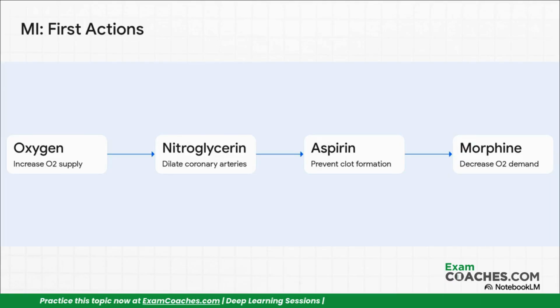Now, when things escalate to a full-blown myocardial infarction, you've got to act fast. We've all heard of the mnemonic, right? Oxygen, nitro, aspirin, morphine. But here's the trap. The NCLEX knows the order can change depending on the patient. They're going to test if you know the priority and the why behind each step.